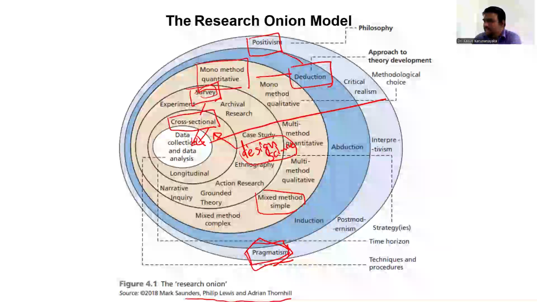What we are going to do in this lecture is go through each and every layer and try to understand what these things are. Then it becomes easier for you to understand. So it will be easier for you to peel the different layers of this research onion model. And from time to time, I will bring in some interesting examples for you to understand these things better.